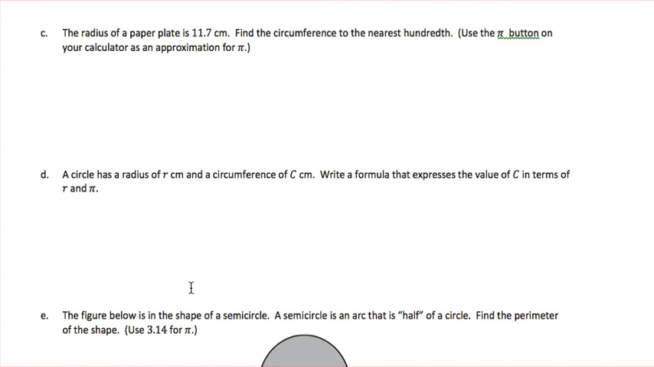Next, the radius of a paper plate is 11.7 centimeters. Find the circumference to the nearest hundredth, which is what we just did. It was 73.51 centimeters.